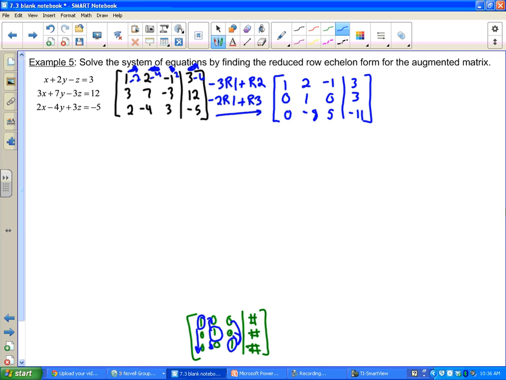Now we need to go to the second column. And actually, we already have a 1 right here in the very middle, and so we don't have to get that 1. Now we want to get the 0 in row 1 and row 3. So to get the 0 up here, I would do -2 times row 2 plus row 1. To get the 0 here, I would do +8 times row 2 plus row 3.